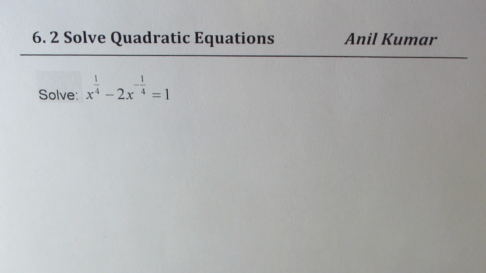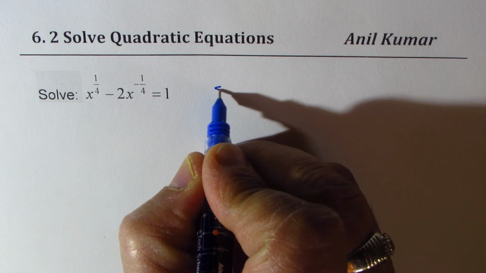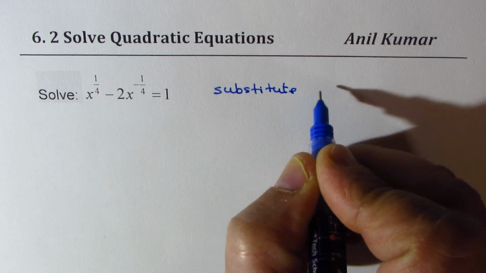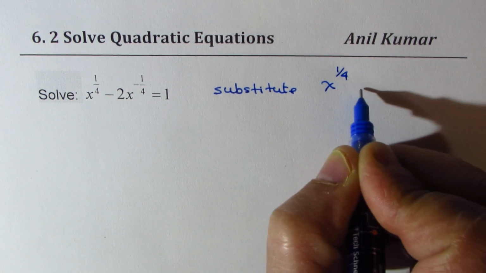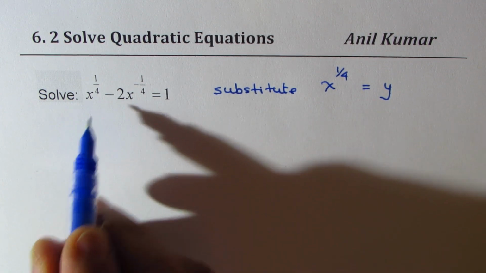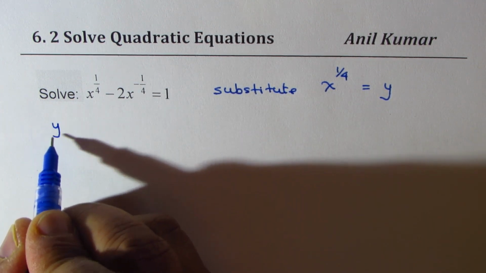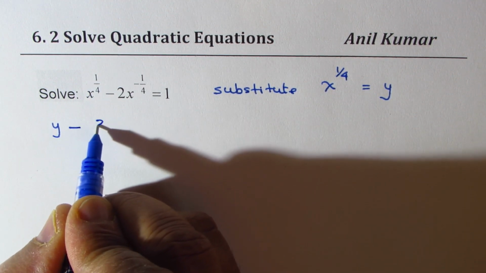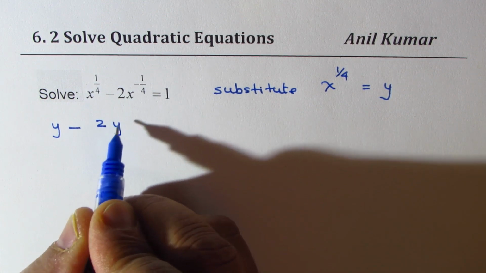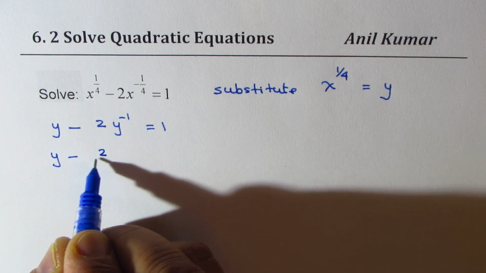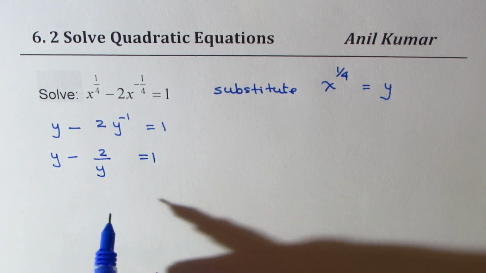Now these questions could be solved by making a small substitution. So let's substitute x to the power of 1 over 4 as some other variable, let's say y. In that case, I could rewrite this equation as y, since x to the power of 1 over 4 is y, minus 2 y to the power of minus 1 equals 1. So that means y minus 2 over y equals 1.